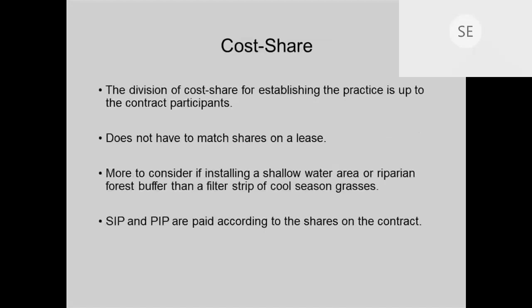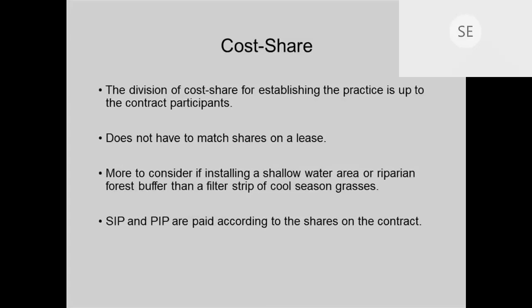The division of the cost share for establishing the practice is also up to the participants. Once again, it doesn't have to match the shares on the lease. Of course, there's a lot more to think about here if they're installing a shallow water area or doing wetland restoration or a riparian forest buffer than if they're doing a 35-foot filter strip of cool season grasses. Sometimes we're talking tens of thousands. Sometimes we're talking several hundred dollars. It just depends on the practice and the acreage being enrolled.